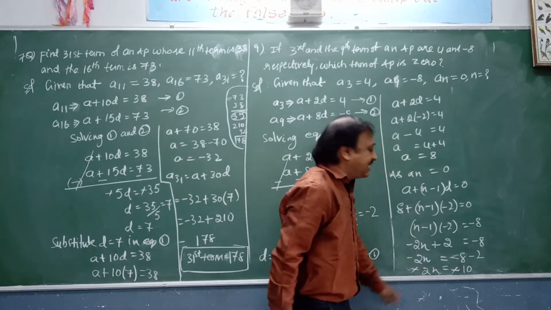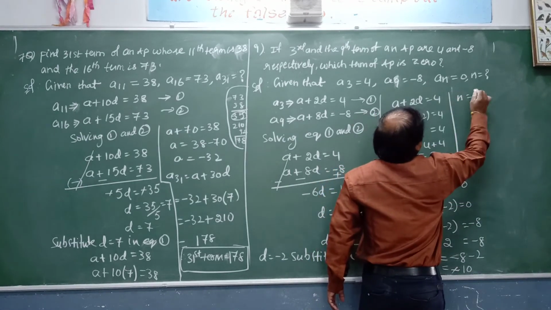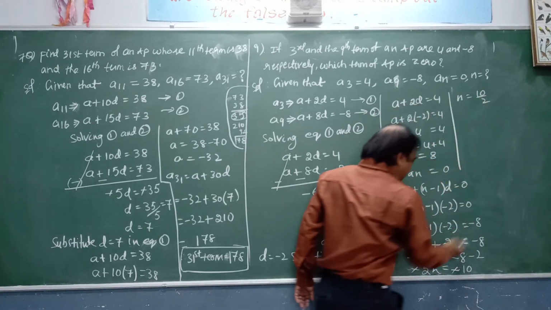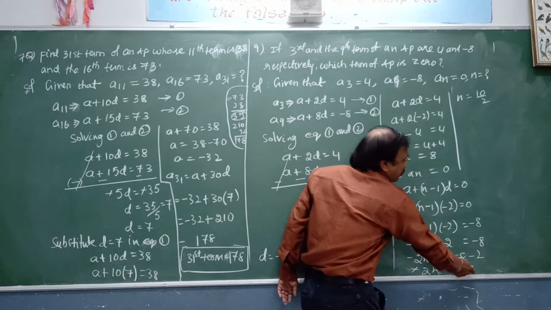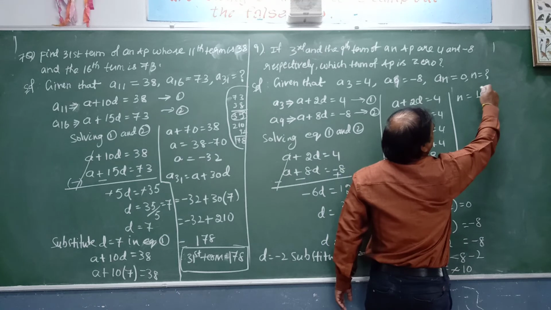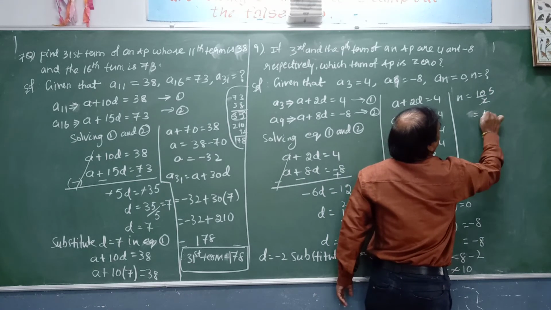Minus 2n is equal to minus 10. Minus minus gets cancelled. 2n is equal to 10. Then n is equal to 10 by 2, transposing 2 to this side. 10 by 2 is 5. So n is equal to 5.